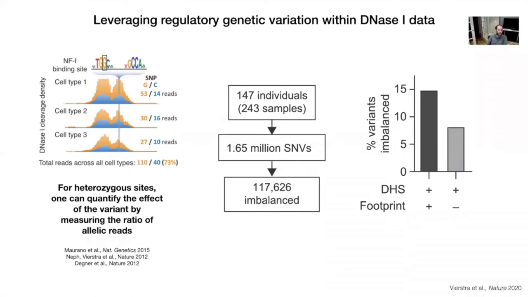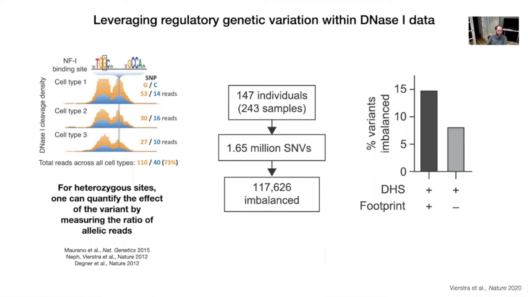Now our data collectively encompass 243 individual data sets, and these data sets are derived from 147 individuals. And de novo genotyping across all these individuals revealed 4 million variants. Of these 4 million, 1.65 million were heterozygous and had the power to accurately quantify allelic imbalance. Across individuals, we conservatively identified 117,000 variants that altered DNA accessibility on an individual allele.